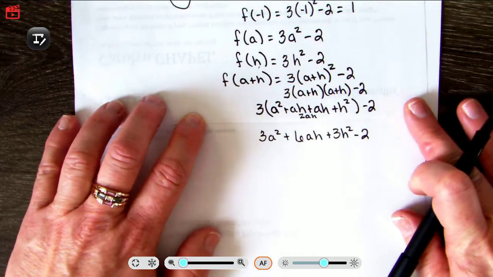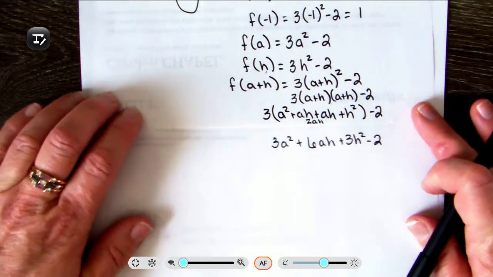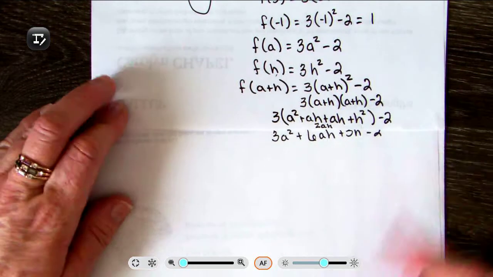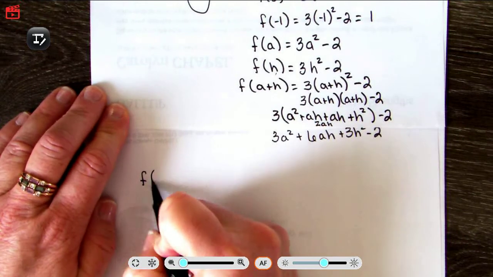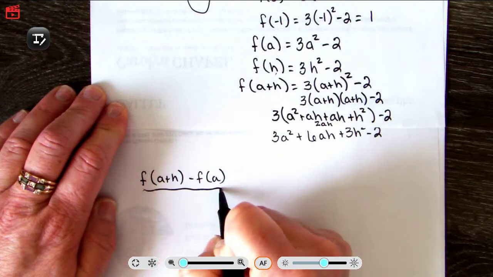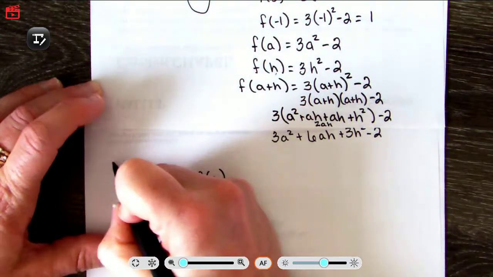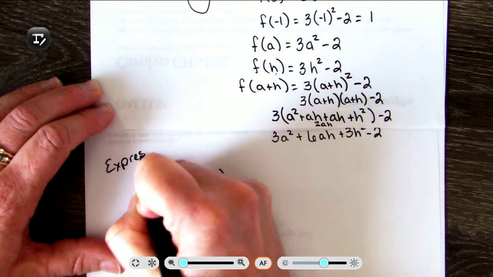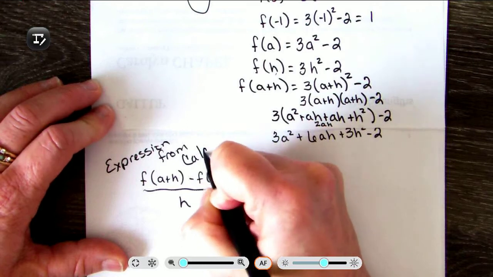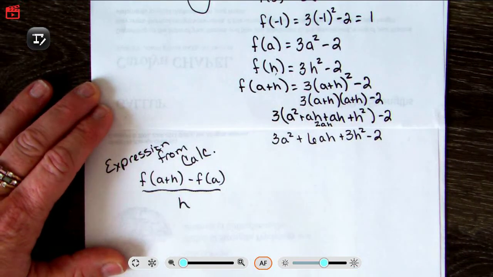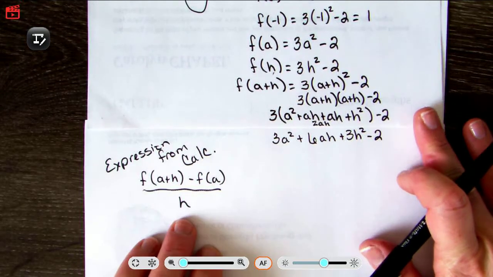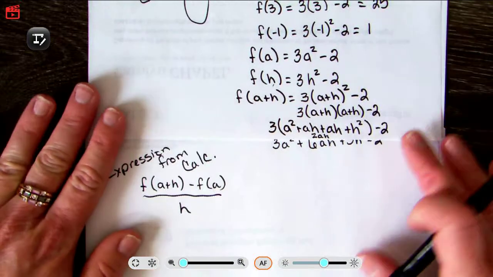A very common expression that is seen in calculus classes, so when you get into your next class, hopefully that is calculus somewhere, we will see this expression: f of a plus h minus f of a, all over h. So a lot of times this is an expression from calculus that we need to work with. So I'm going to abbreviate calculus. And again, I've mentioned this in other videos, a lot of times it isn't the calculus that makes the calculus hard. It is the algebra. So here comes the algebra.